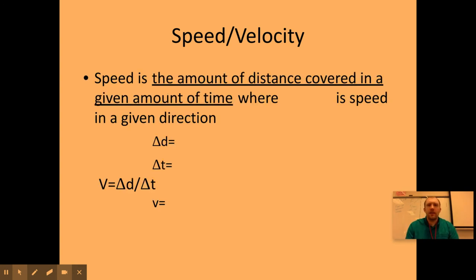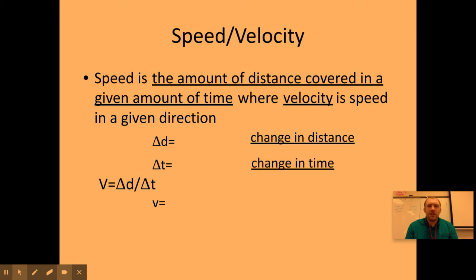So real quick, speed is the amount of distance covered in a given amount of time, whereas velocity is just speed with a direction. So anytime you add that direction to it, it becomes velocity. Even adding that positive or negative, which often means left or right direction, is all of a sudden velocity. So that difference between speed and velocity becomes kind of arbitrary or not important for our class, for our purposes.